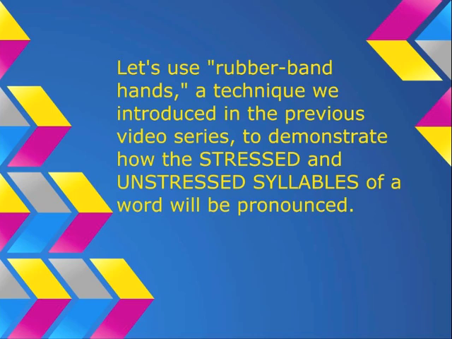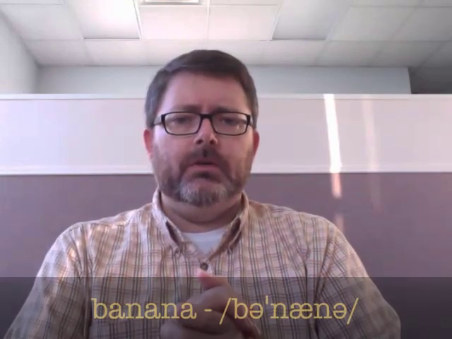Let's use rubber band hands, a technique we introduced in the previous video series, to demonstrate how the stressed and unstressed syllables of a word will be pronounced. In our previous series, we talked about vowel sounds that were longer in length and vowel sounds that were shorter. Now we're going to use our rubber band hands technique to demonstrate stressed and unstressed syllables. For example, let's take the word that we described in our previous video, banana.